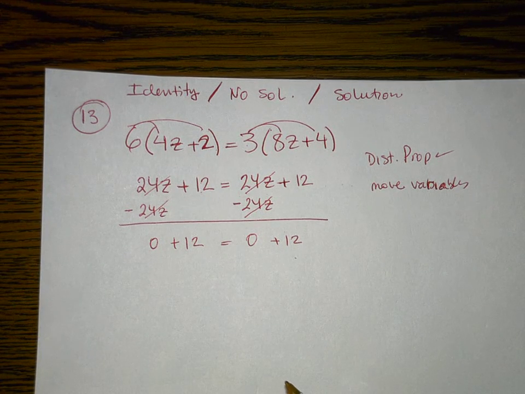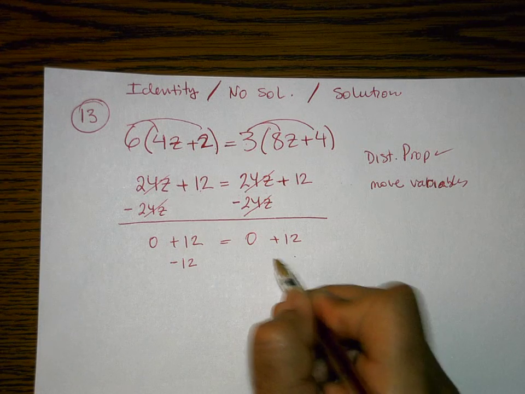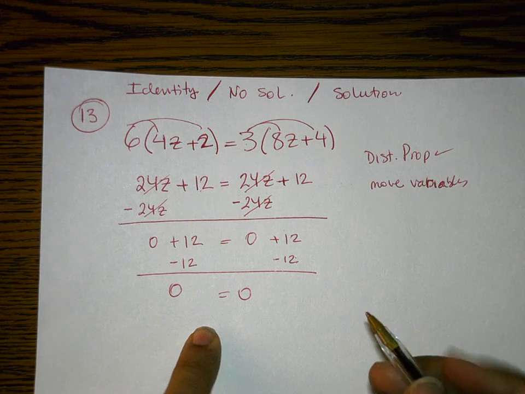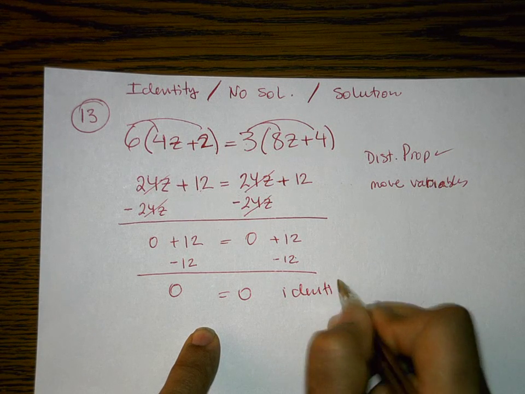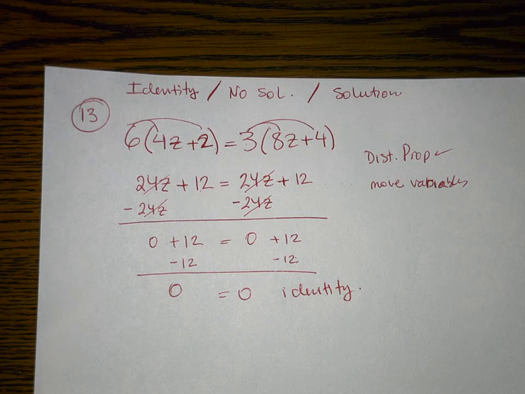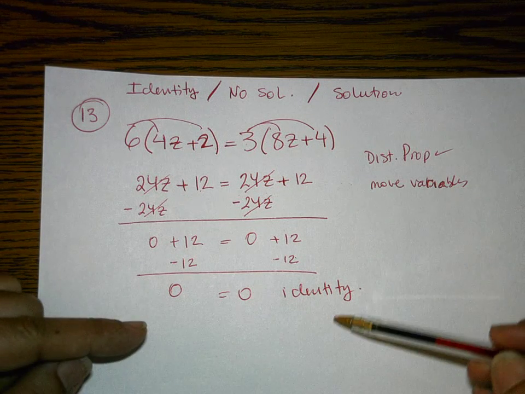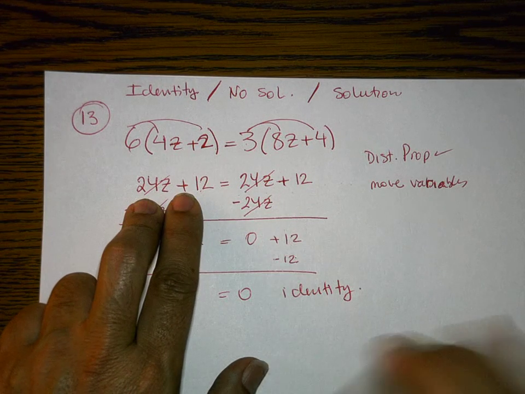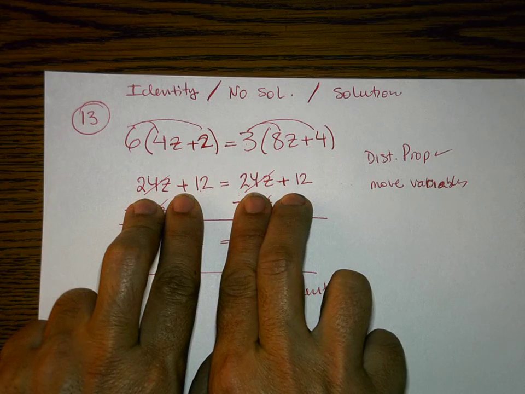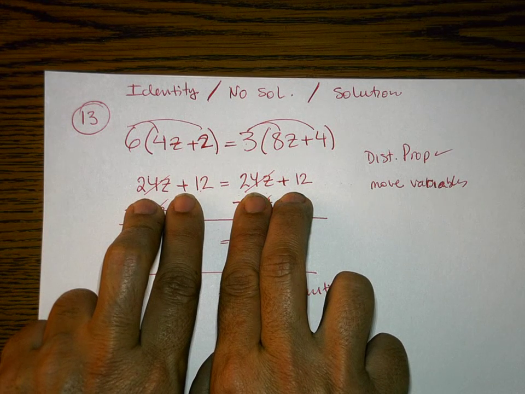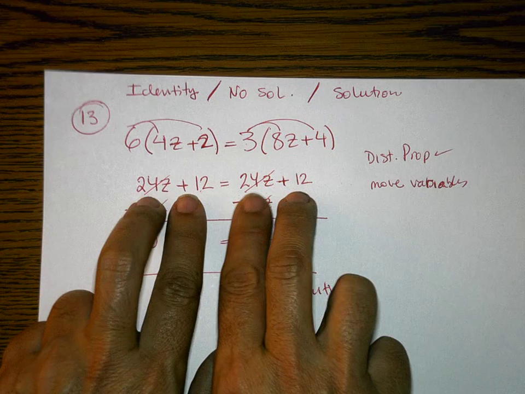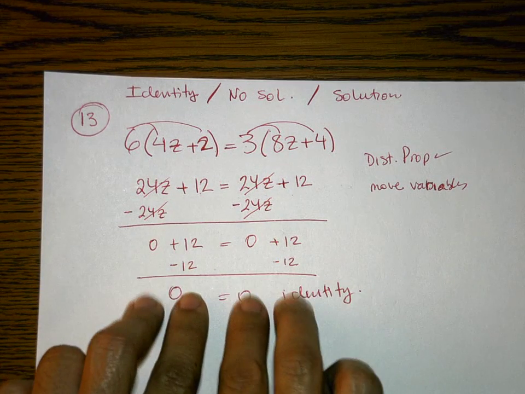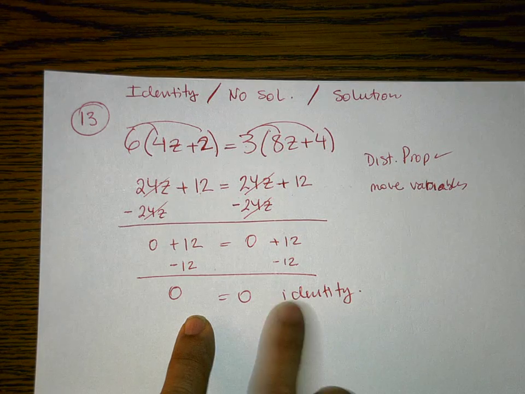Okay, this is looking kind of interesting. If I subtract 12 from both sides, we end up with 0 equals 0. And that is called the identity answer. Now, if we rewind, you'll see that the identity was right here: 24z plus 12 equals 24z plus 12. It's exactly the same thing on the left as on the right. If I subtract them, they cancel each other and we end up with zeros. So that's the identity answer.